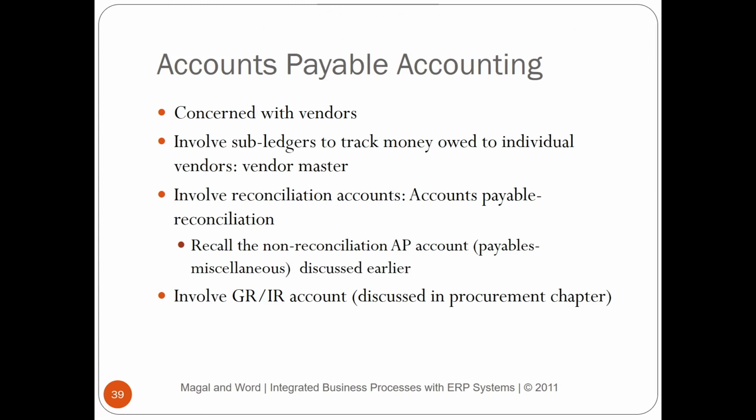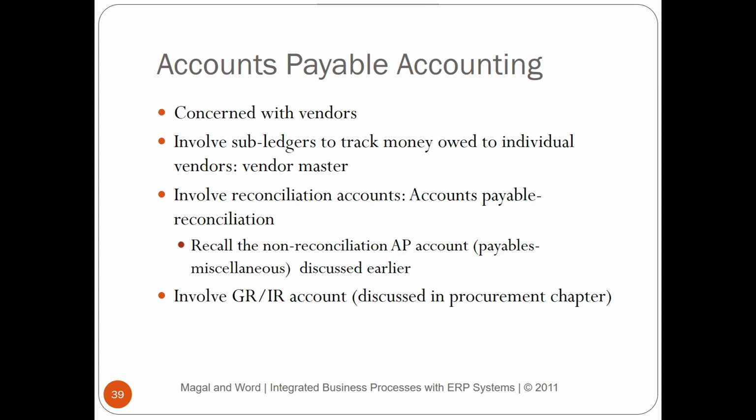For accounts payable accounting, the AP, the accounts payable subledger consists of individual vendor accounts. The subledger account number is created when the vendor master record is created. So the vendor master record and the vendor subledger account share the same account number. The associated reconciliation account is a general ledger account.